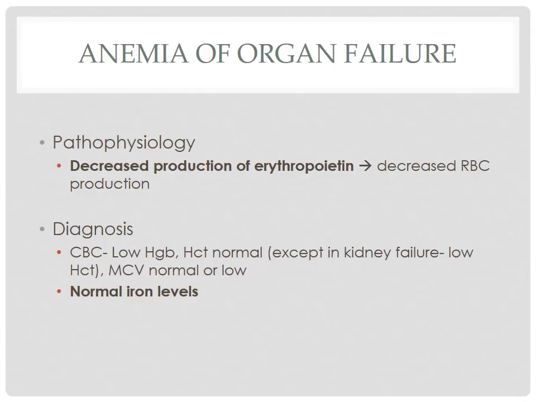Anemia of organ failure. Again, this is due to decreased production of erythropoietin. So the organ is failing, and since it is responsible for the production of erythropoietin, there is not as much erythropoietin being produced, which leads to low production of red blood cells. For the diagnosis, there is often, again, a low hemoglobin, normal hematocrit, except for in kidney failure where you will see a low hematocrit, and then the MCV can be normal or low. For this, all of the iron levels will remain normal.